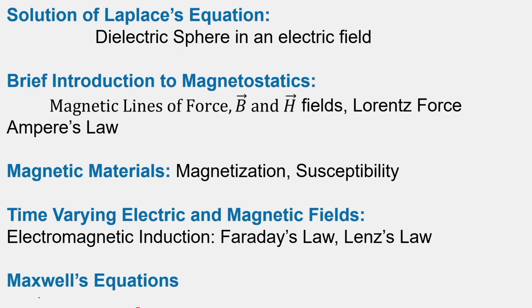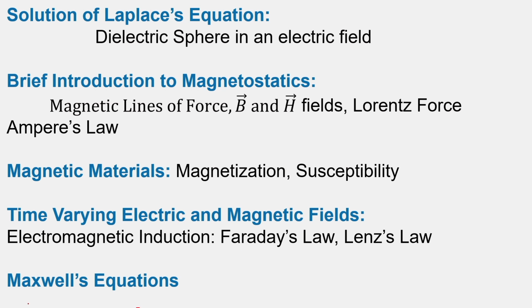Then we will give a brief introduction to magnetostatics, and we will talk about magnetic lines of force, B and H fields, and Lorentz force, and then Ampere's law, and then magnetic materials, in particular magnetization and susceptibility. And finally, we will be talking about time varying electric and magnetic fields, and in that connection we will talk about electromagnetic induction, Faraday's law, and in particular there is a sign that is very important, which is called Lenz's law, and finally we will talk about Maxwell's equations.